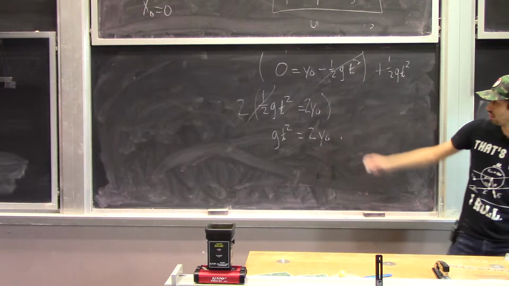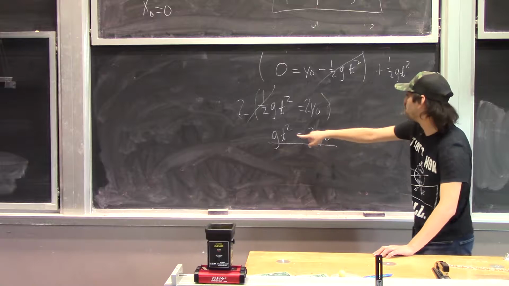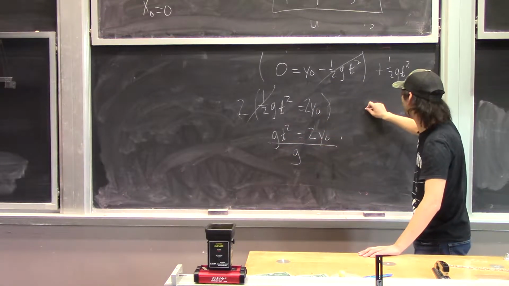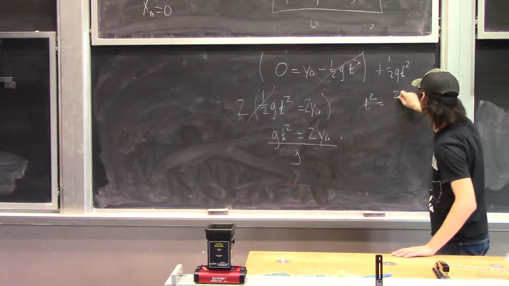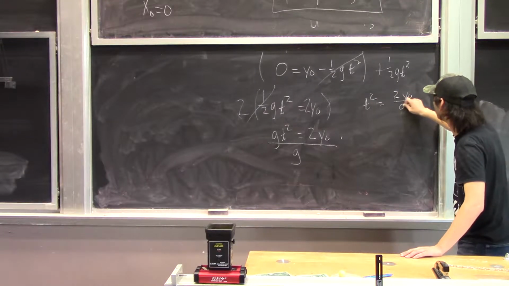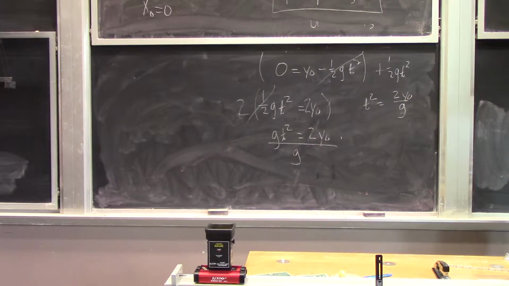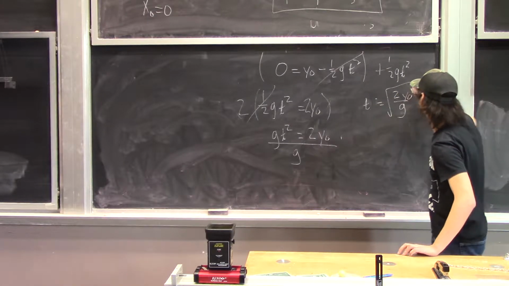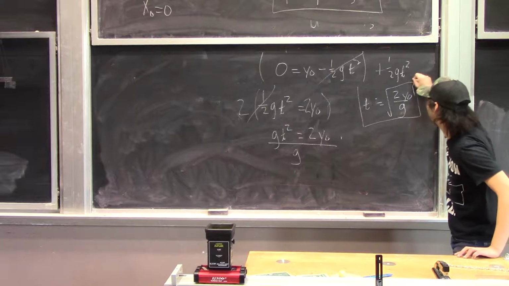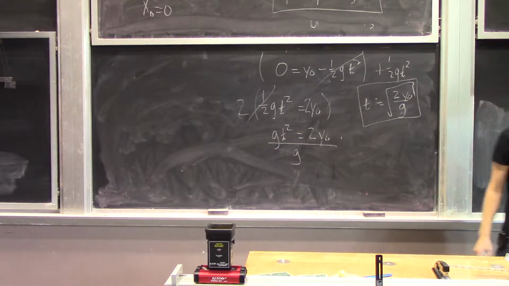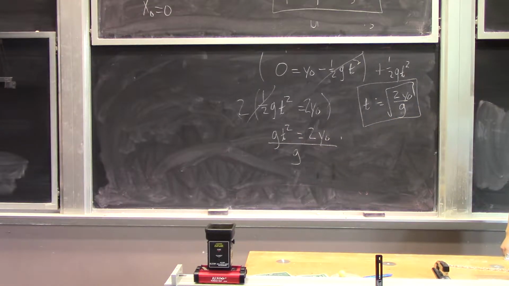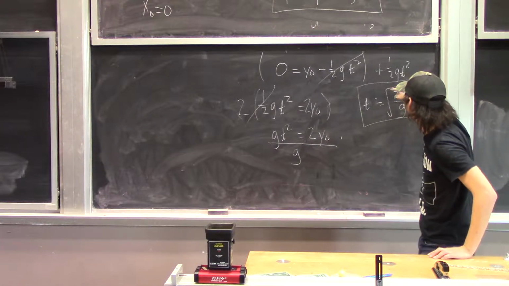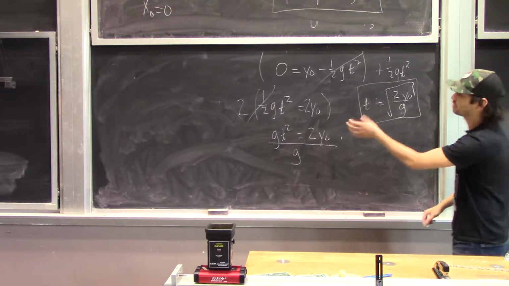We're almost there. We just need to move the g to this side, so divide both sides by g. This says t squared is equal to 2y0 over g. And the last step is just to take a square root of both sides. And so that's what t is. Now that I have this expression for t, now is the time to plug in the numbers.